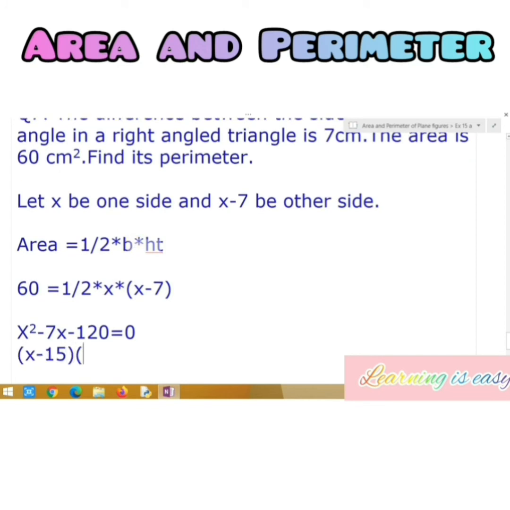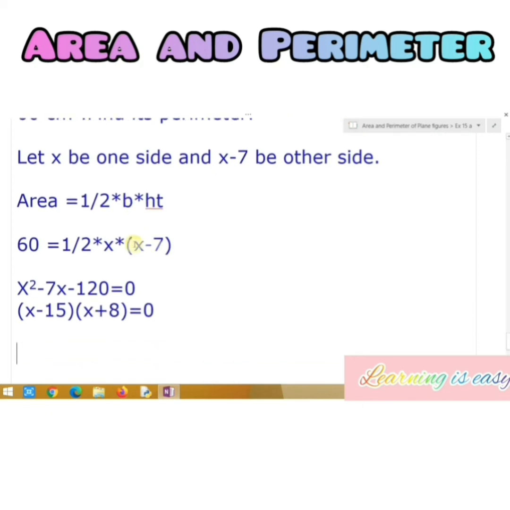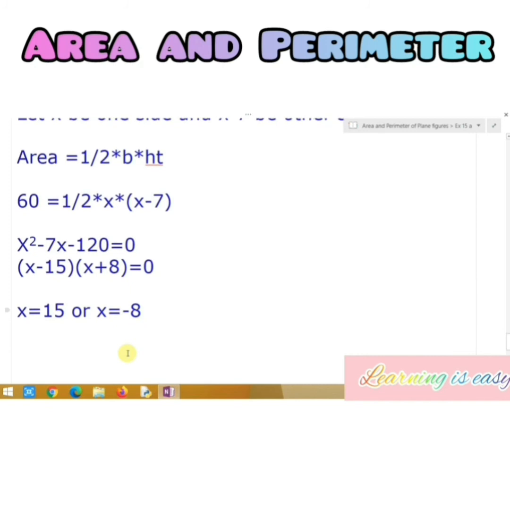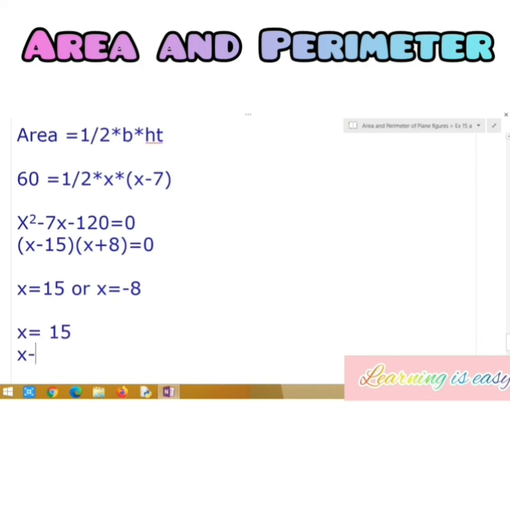So we can write the factors. That's going to be x minus 15 and x plus 8. So x is going to be 15 or minus 8. So we can just ignore the negative term. We're taking the positive term of x as 15. The other side is going to be x minus 7. So that's 15 minus 7, which is going to be 8.